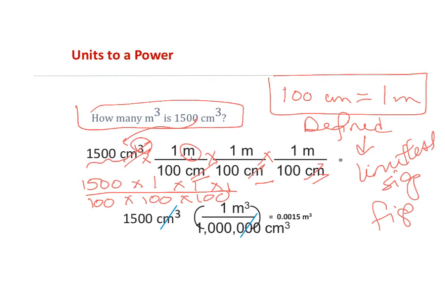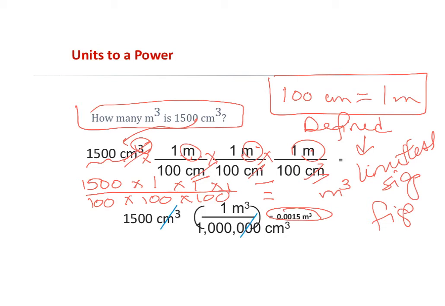You have to do the same thing to the units that you're doing with the numbers. So what is meters times meters times meters? Your units are going to be meters cubed. So when you punch all that in, you're going to get 0.0015 meters cubed.